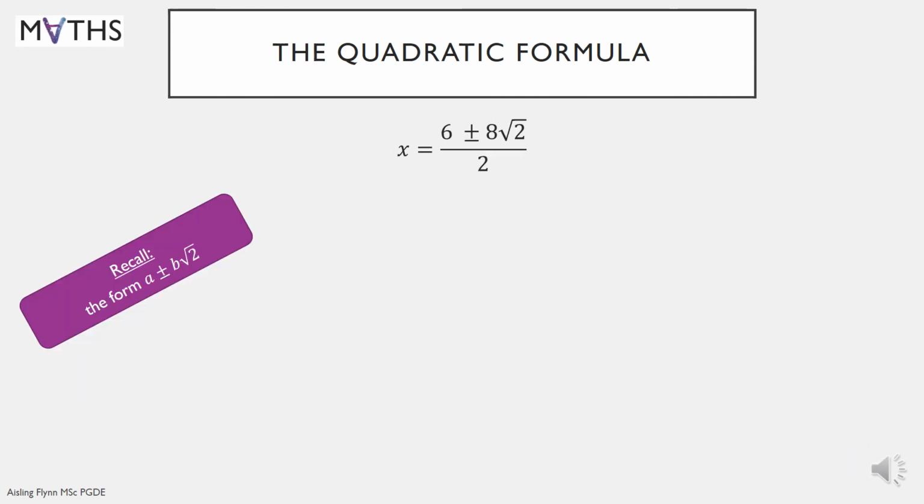And now we can divide both terms on the top line by 2. So we get 3 plus or minus 4 root 2 as required by the question. One version with the plus and one version with the minus, giving us 2 values of x.